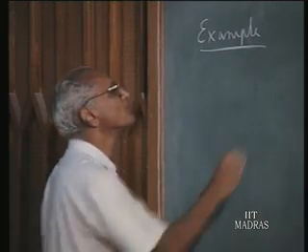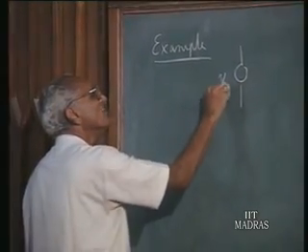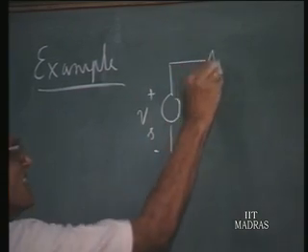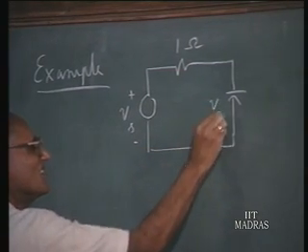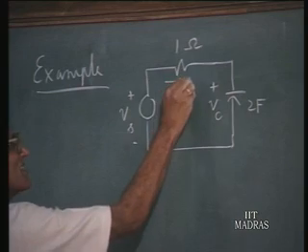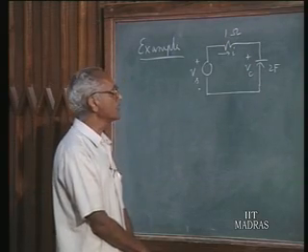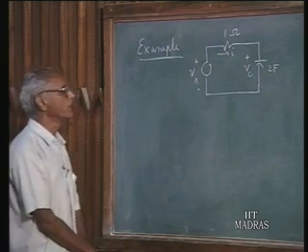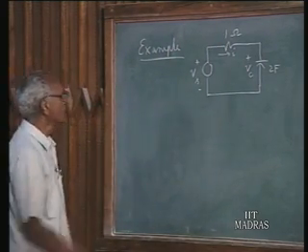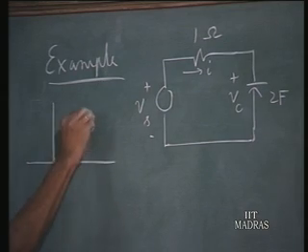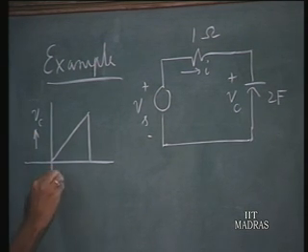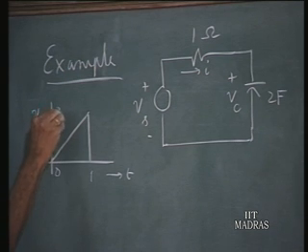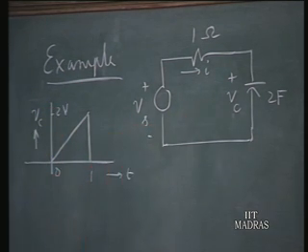Let me take a second example. We have a voltage source Vs connected to a resistor-capacitor combination. The capacitor is 2 farads, let the current be i here. So in this circuit we know the waveform of Vc and we are asked to find out Vs. So let Vc in this circuit have a waveform like this. This is a triangular pulse, with peak at t equals 1, and this is 2 volts. So we are given the expression or the waveform for Vc, and we are asked to find out Vs.